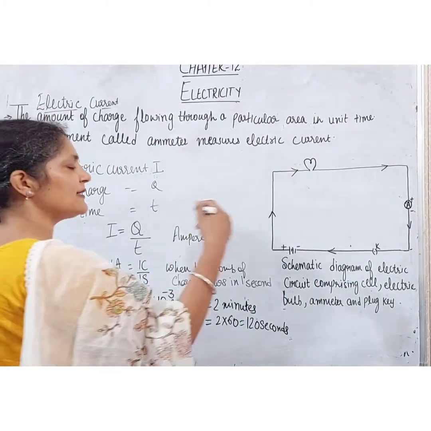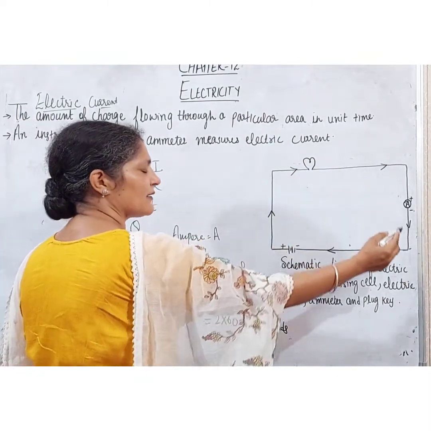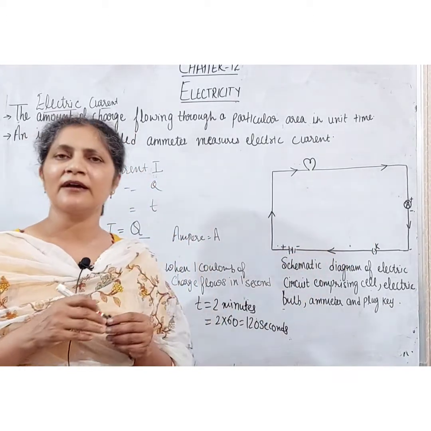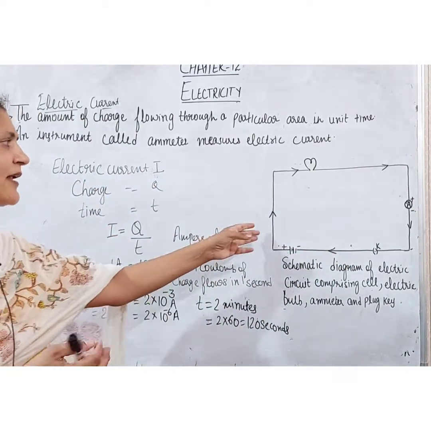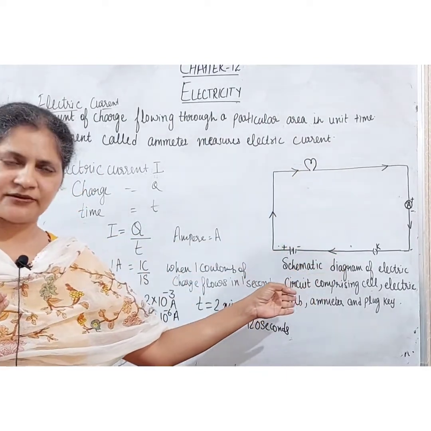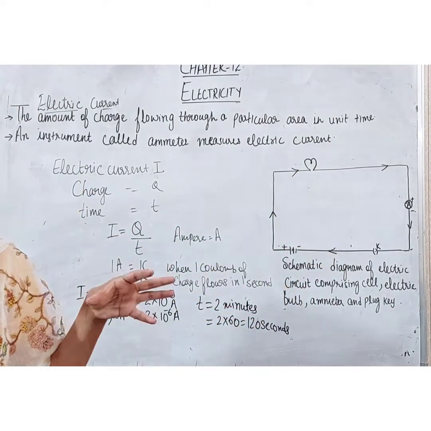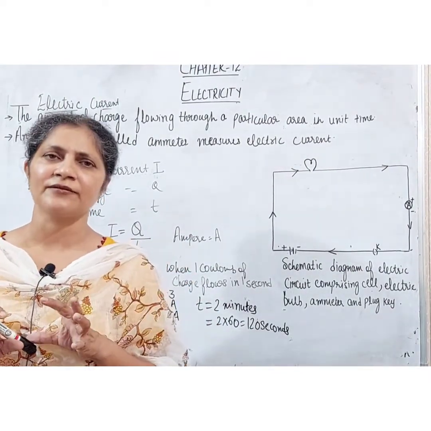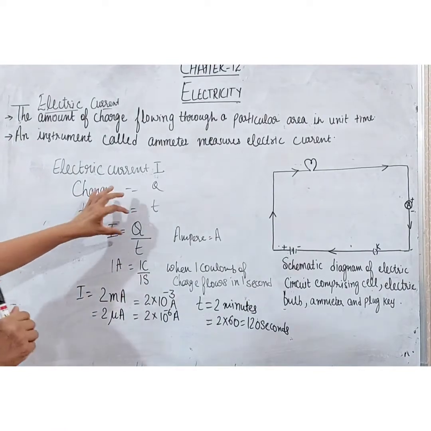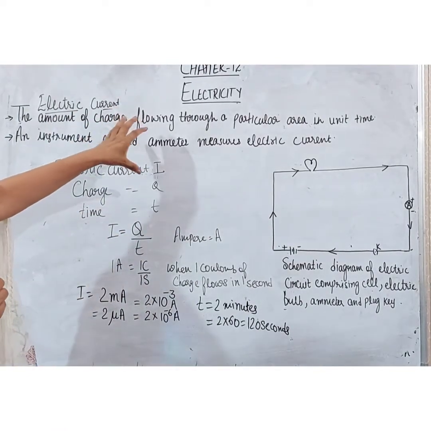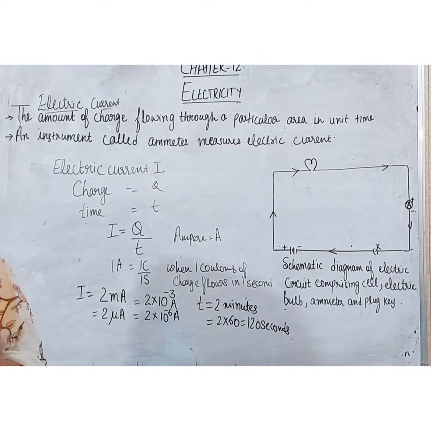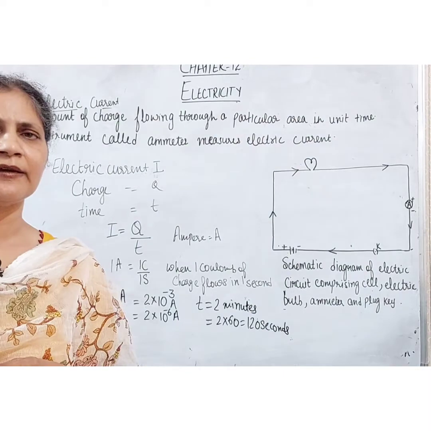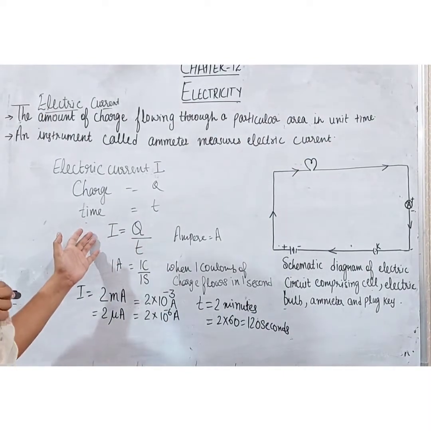Now students, you will see the electric current is flowing in this circuit from the positive direction to the negative direction. Electric current is measured by an instrument known as the ammeter. So this is all about the electric current, which is equal to the amount of charge flowing through a particular area in a unit time. In the next lecture, we will discuss various numerical problems about the electric current, the charge or the time.